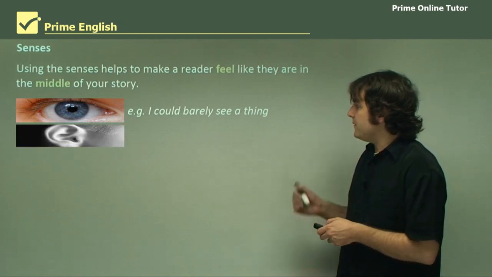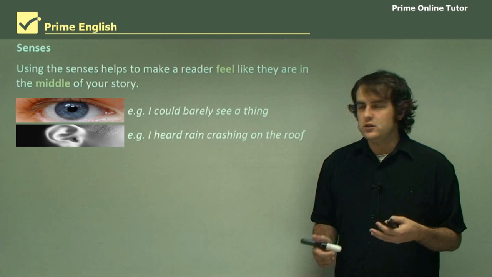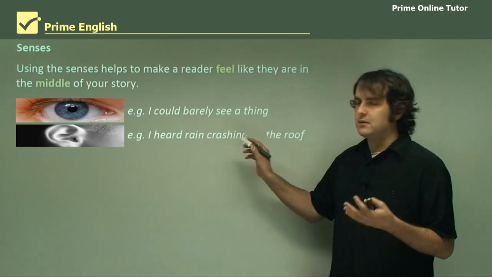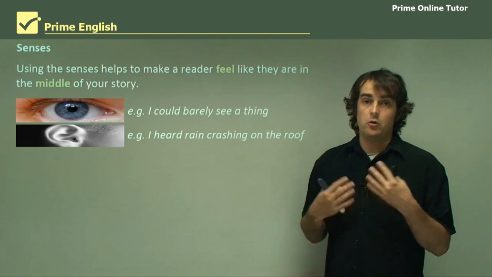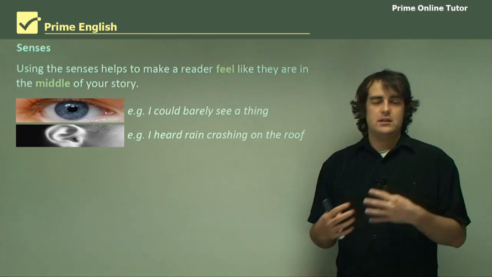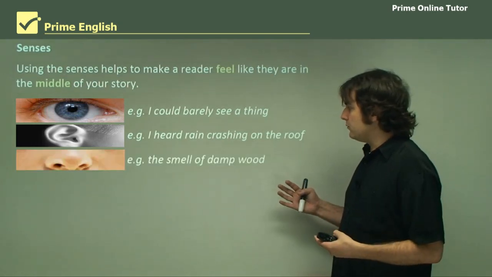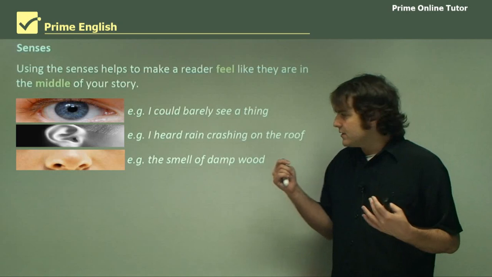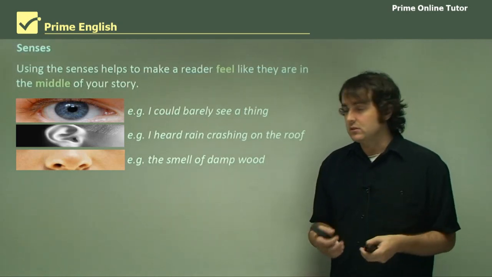You can describe their sound. For instance, I heard rain crashing on the roof, and you'd use a lot of things like onomatopoeia, so the way things sound, to help us as a reader fill in what the sounds of a particular place are like. You can go with smell. For example, the smell of damp wood. So again, we start to feel more like we're there. We can start to imagine what damp wood smells like.